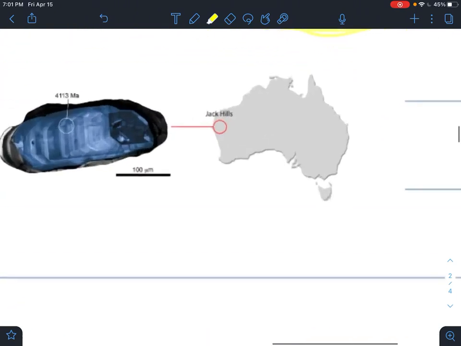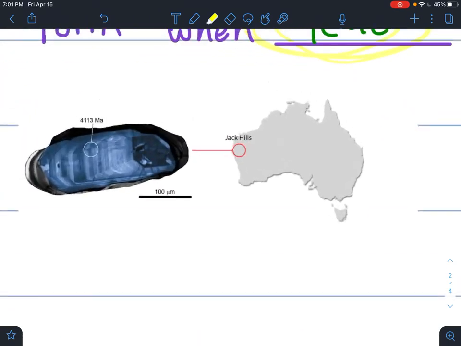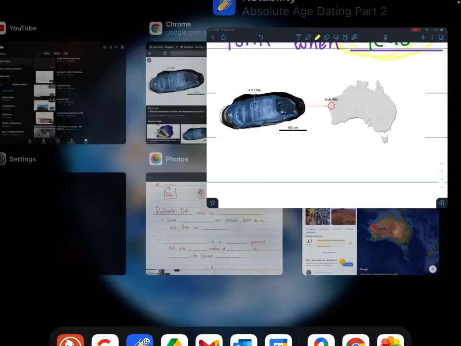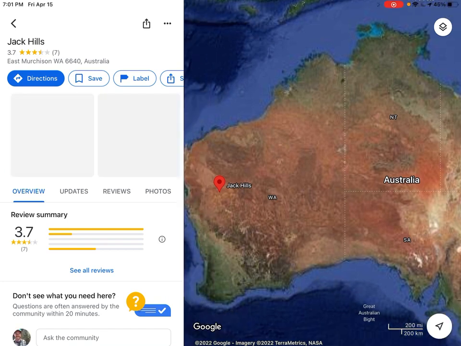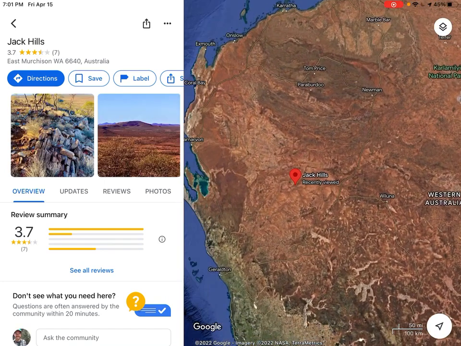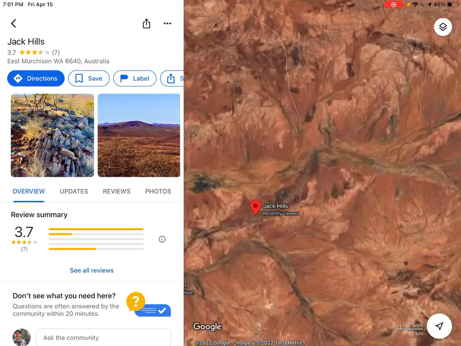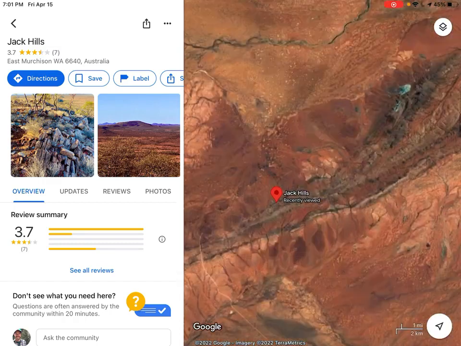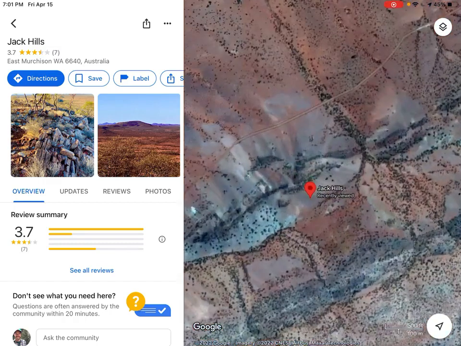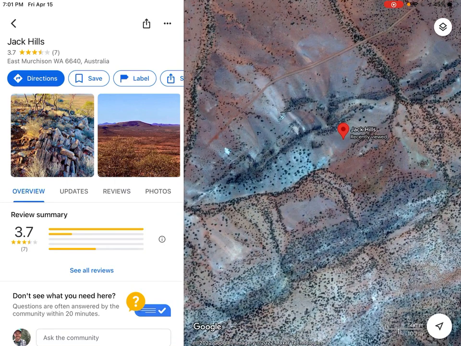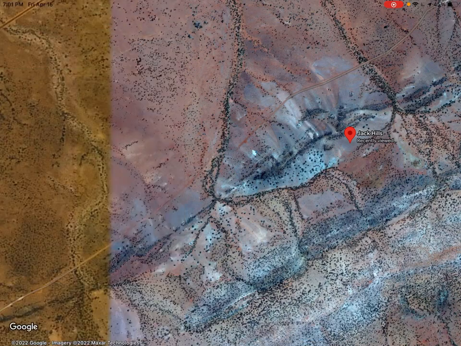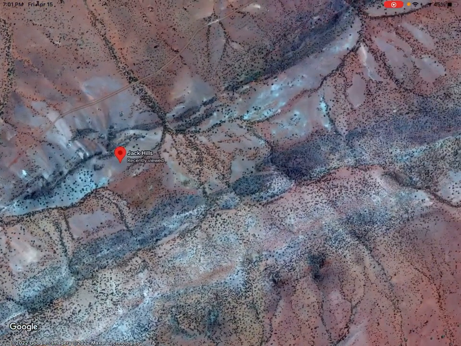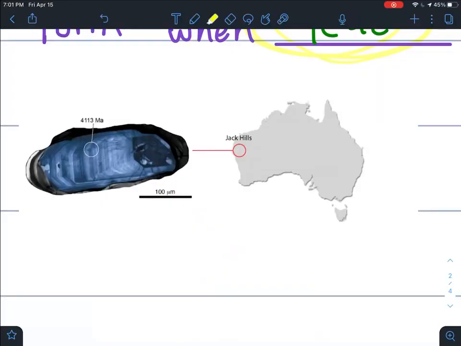We can use those zircon crystals, which are found in the Jack Hills of Australia. Let's take a look at the satellite imagery of Jack Hills. There we are in Australia. If we zoom in to the Jack Hills area, you can see some of those pictures on the left. What's fascinating is that even the satellite imagery shows that blue hue. I've never been there, but I'm guessing it probably has something to do with these crystals. It looks like about the same color there.